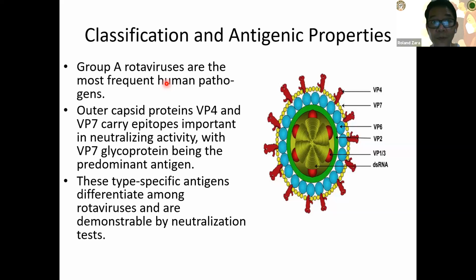So this is an important illustration of your rotaviruses. We have the VP4, the viral protein 4, and the viral protein 7.